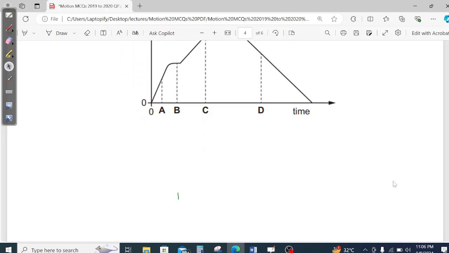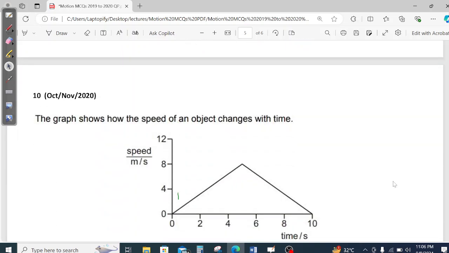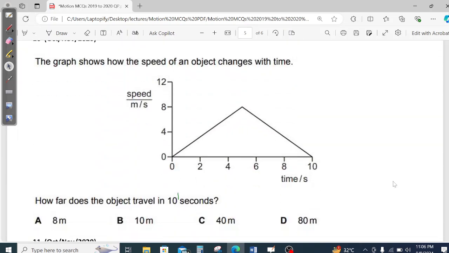Move towards the next question. Question number 10. The graph shows how the speed of an object changes with time, and how far does the object travel in 10 seconds. It means you have to measure the distance. So the area under the curve of a speed-time graph will give you the distance traveled by the object. I will solve it here, but before I solve it, you have to divide the geometry into two shapes.